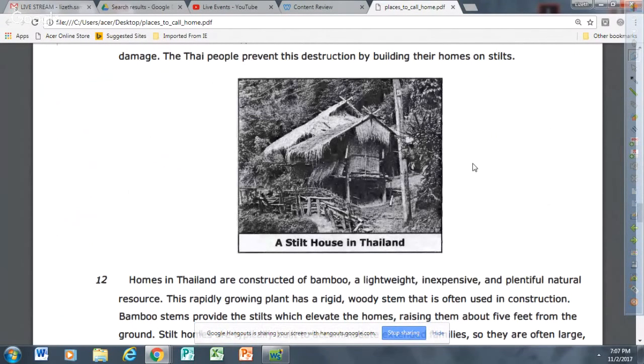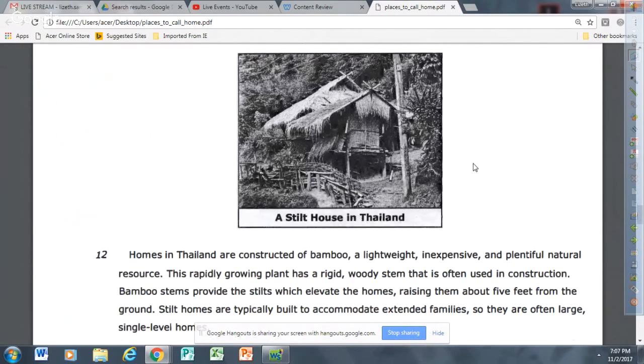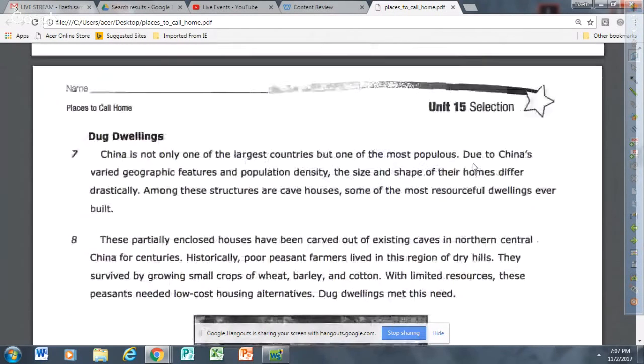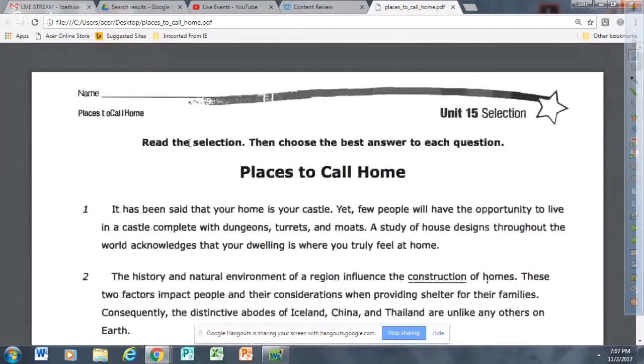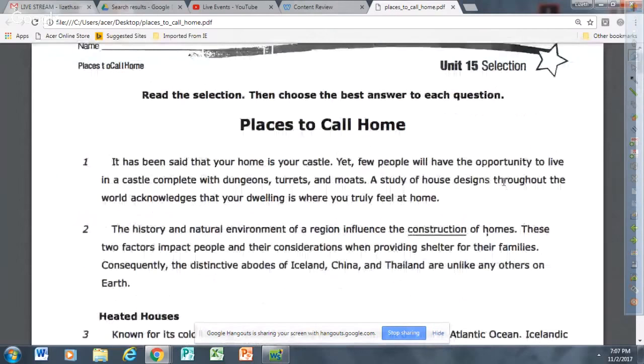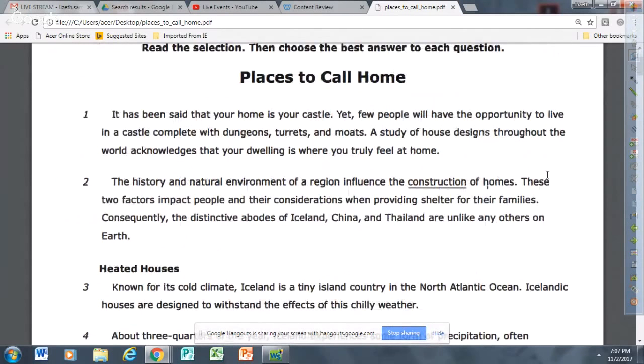Now, based on this, I'm noticing that they're talking about different places around the world. So I can go back to my title, Places to Call Home. And I'm assuming now, even before I read, that this is going to be talking about all the different homes in different places of the world. Well, not every single home, but in a few places of the world. So let's go ahead and read this.